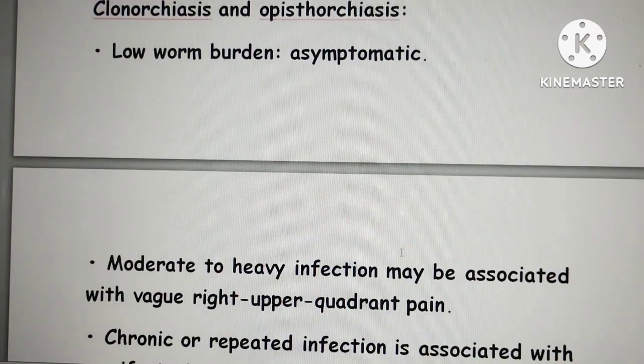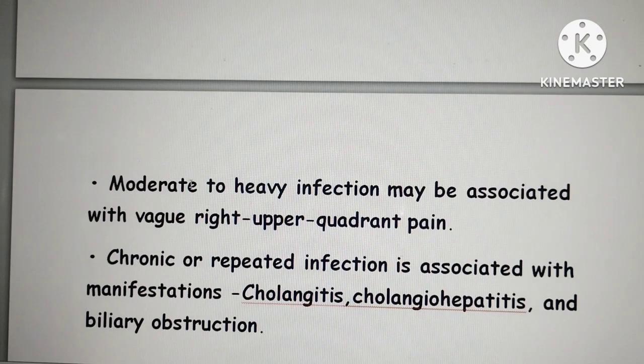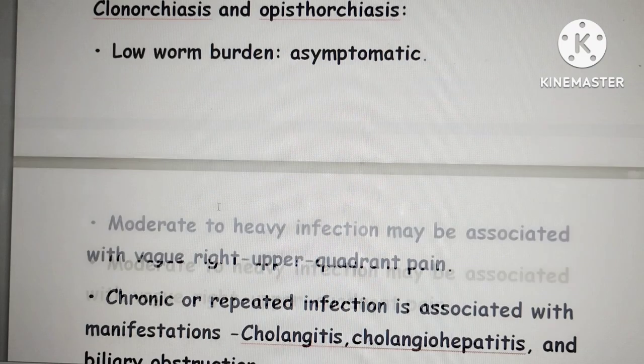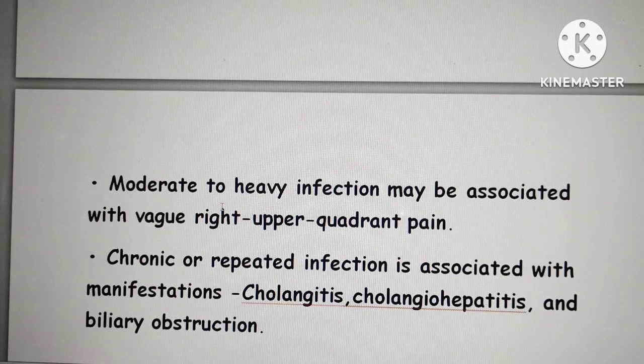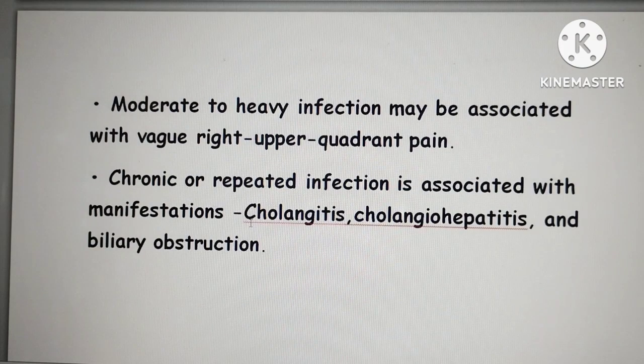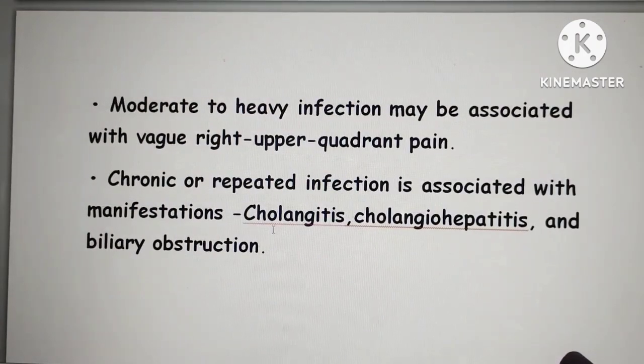It is usually associated with moderate to heavy infection, and may have right upper quadrant abdominal pain. Repeated infection usually leads to cholangitis, cholangiohepatitis, and biliary obstruction. And the most common complication is cholangiocarcinoma. So Clonorchis sinensis is mostly associated with cholangiocarcinoma. Thank you, friends.